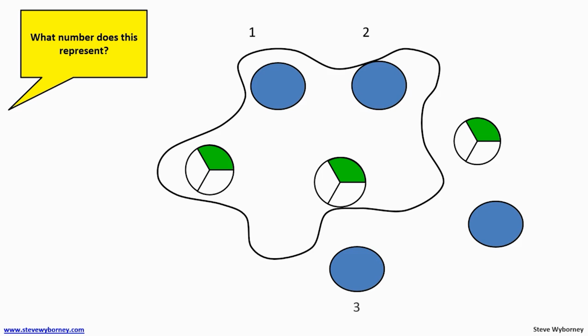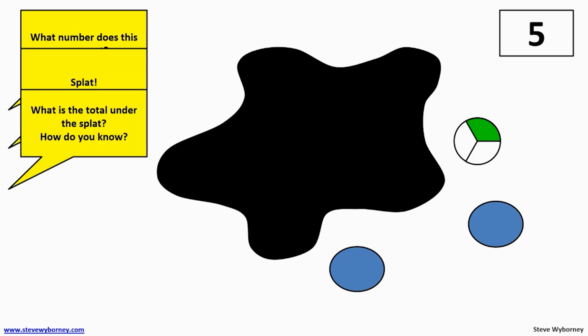1, 2, 3, 4. Now the other circles are split into 3 equal parts, and one of those parts is shaded in green, so I can count those by 1/3. 1/3, 2/3, 3/3, and that's the same as 1 whole. So all 3 green parts make up 3/3 or 1 whole. When I add the 4 wholes to the 3/3, I get 5. Okay. Splat. What's the total under the splat?